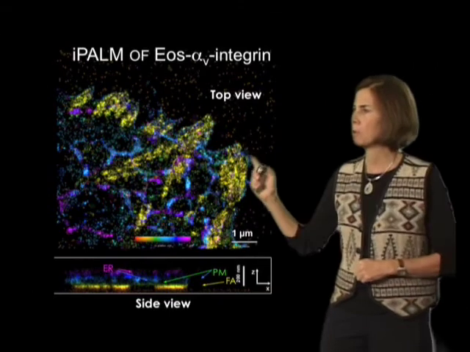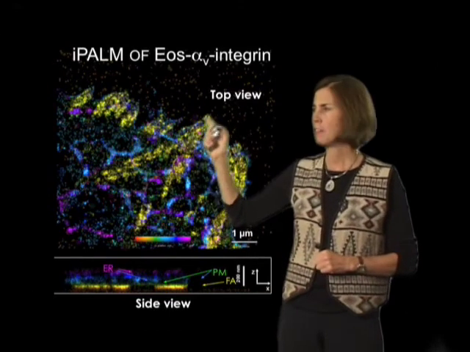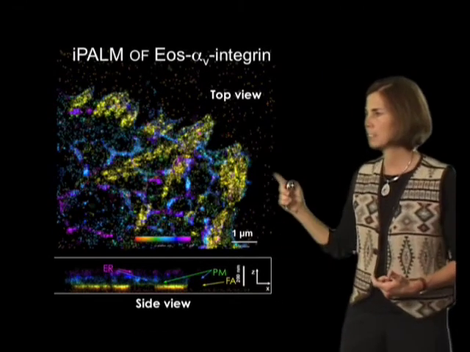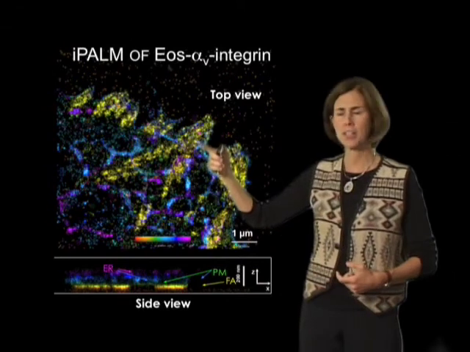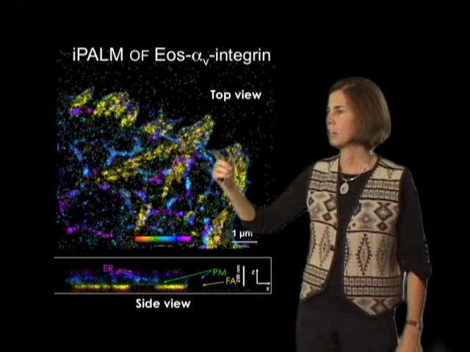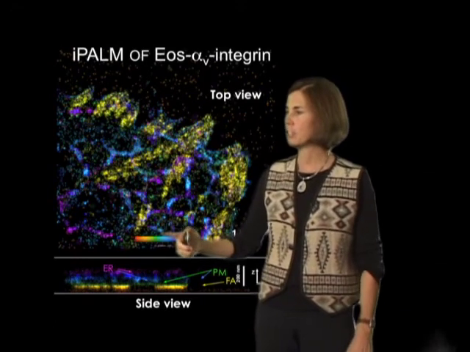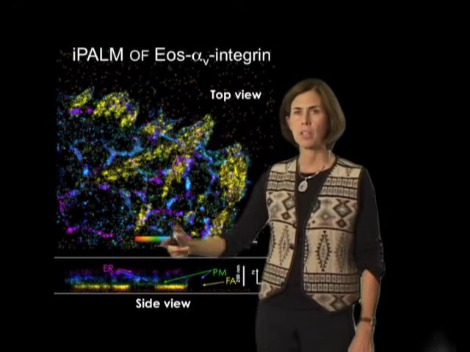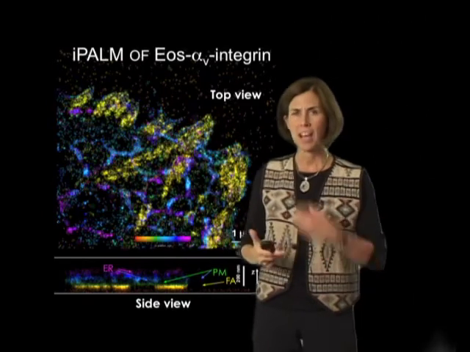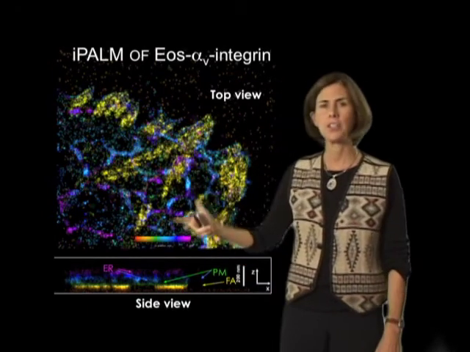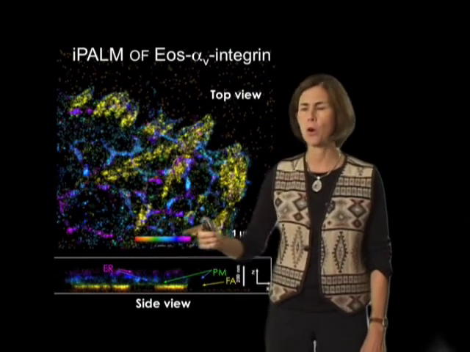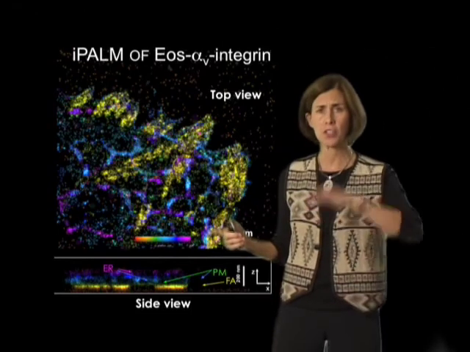So here's another example. This is iPALM imaging of the alpha V integrin that makes up the focal adhesion, which forms these little feet-like structures at the bottom of cells. Now these feet-like structures are color-coded yellow here only because they're positioned very close to the plasma membrane. What you're looking at here is the distribution of thousands of molecules that have been detected using PALM and positioned in Z based on this interferometric approach and color coded according to their Z position.